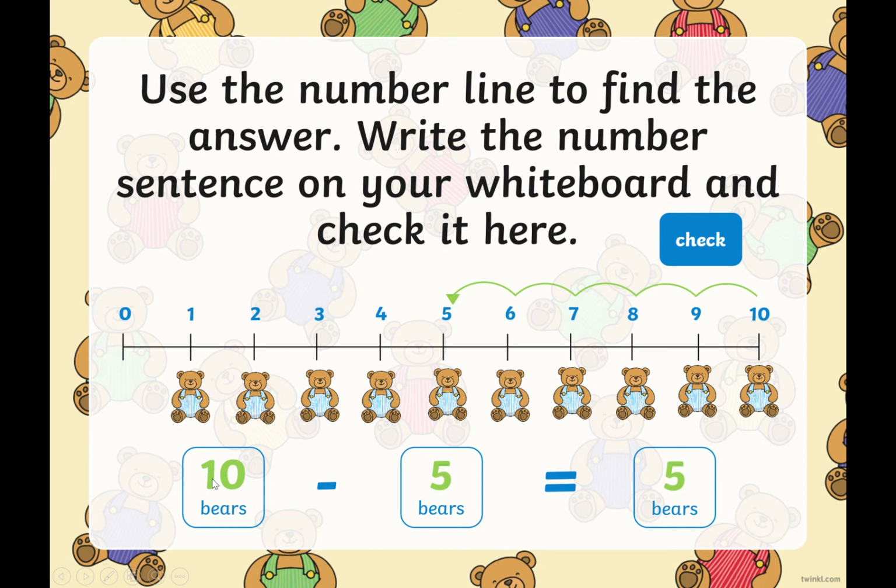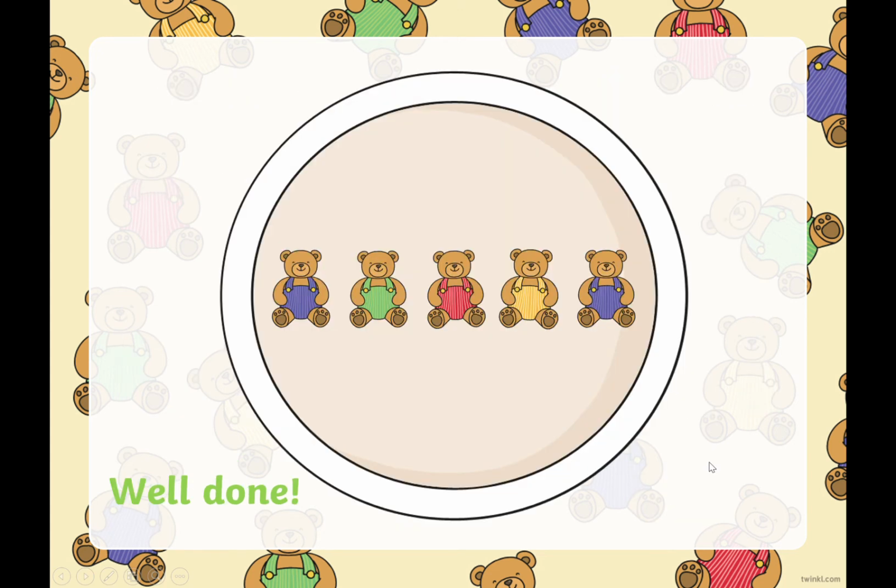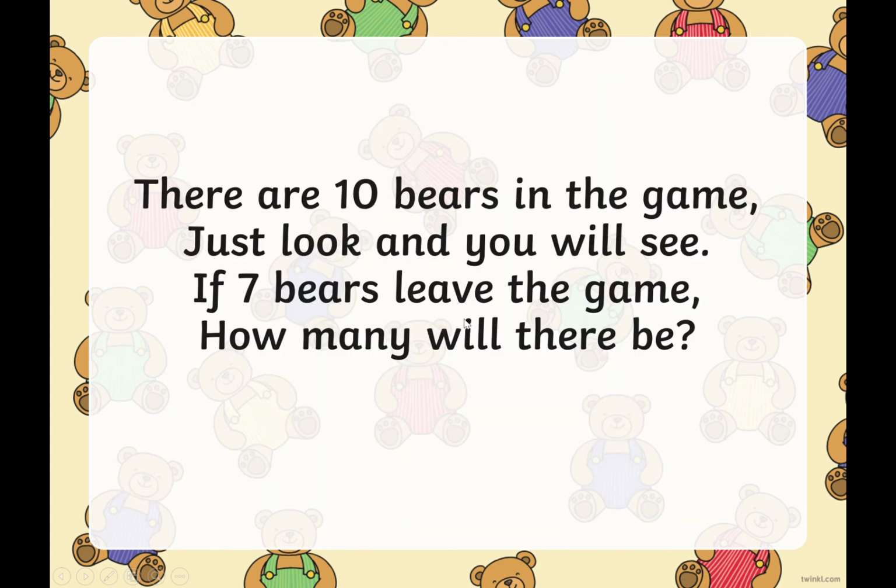So you should have written 10 subtract 5 equals 5, because we had 10 bears to start off with and there were 5 taken away. 1, 2, 3, 4, 5, which means there are 5 left. So we started off with a really big number of teddies and then 5 of them were taken away, and taken away means the number gets smaller. So we did have 10, we had lots, and then 5 were taken away, which means we were only left with 5 bears. And there we go, there's the 5 bears on the tray.